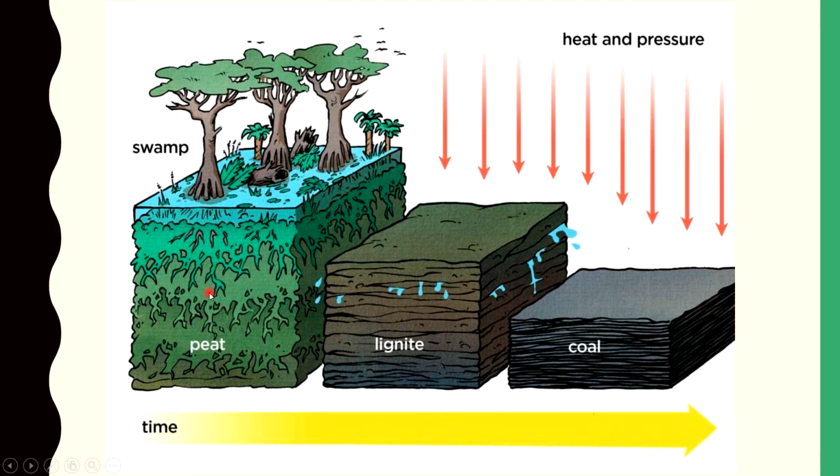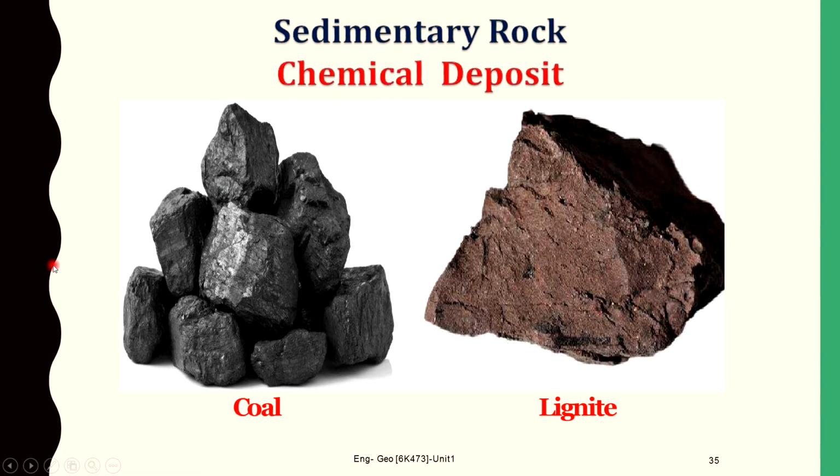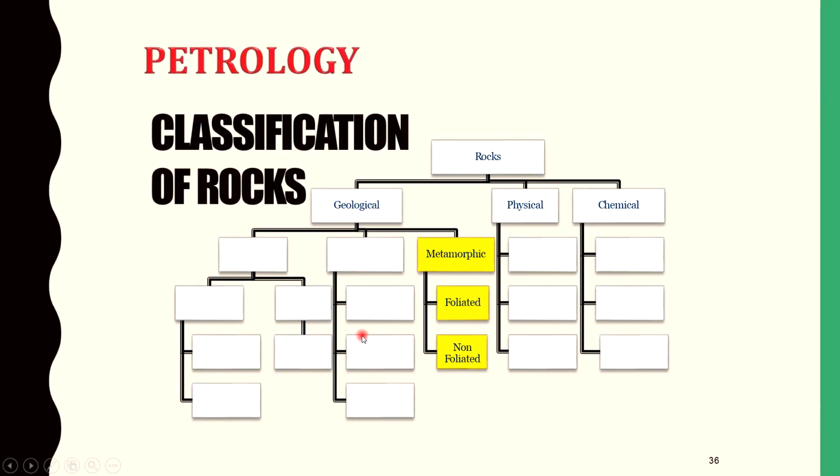Like this is peat, and it is transformed into lignite, and lignite ultimately, after so many years, is formed into coal, and this is coal rock. Coal, lignite, these are the examples of organic rocks.